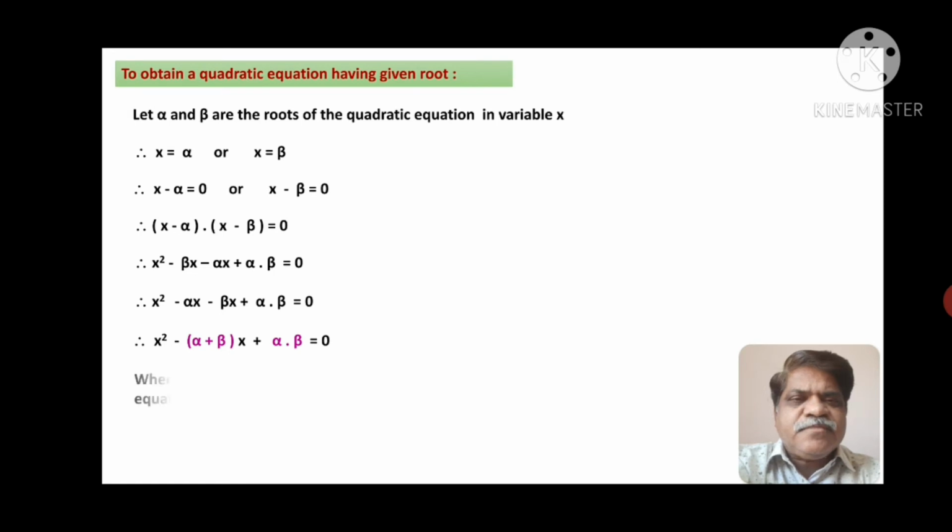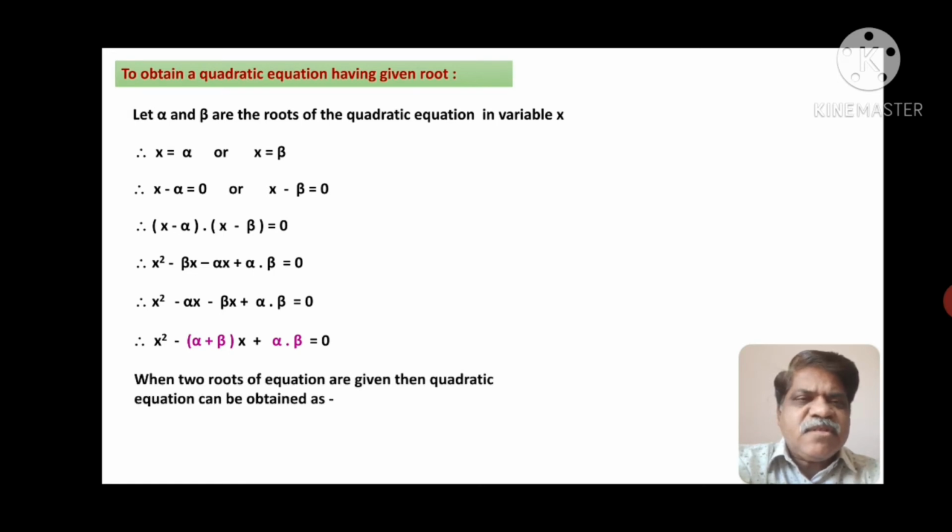When two roots of the equation are given, then the quadratic equation can be obtained as, that is, x square minus addition of the roots into x plus product of the roots is equal to 0.